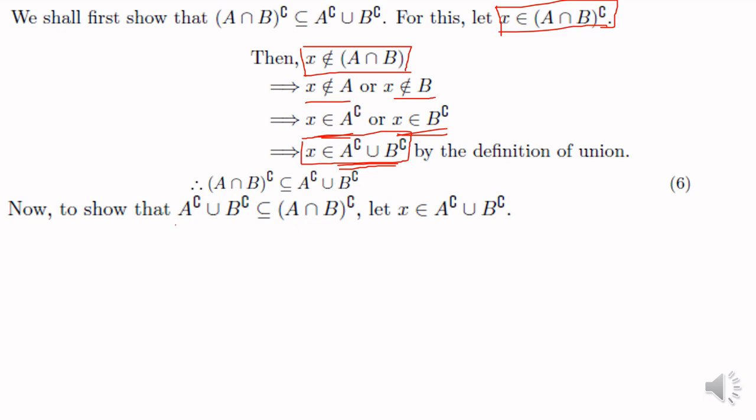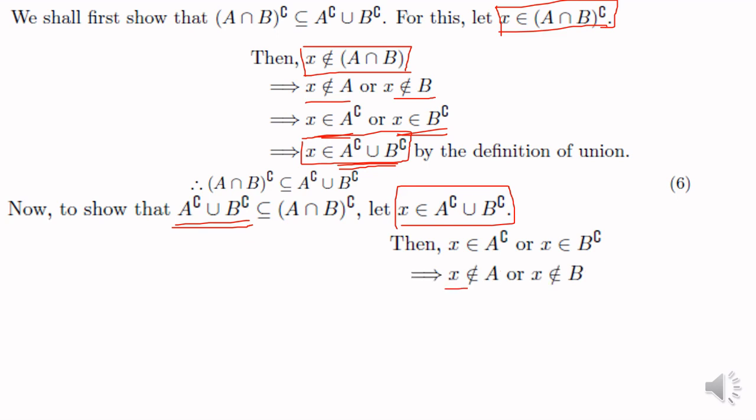For this we will take an element in A complement union B complement. So X is an element of A complement union B complement. By the definition of union, X will be either in A complement or in B complement. X is an element of A complement means X is not an element of A. And X is in B complement means X is not an element of B. So X is not an element of A or X is not an element of B, that means X is not an element of A intersection B, because it would be an element of A intersection B only if it is an element of A and an element of B.